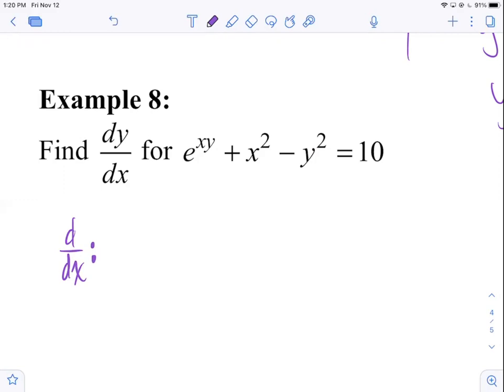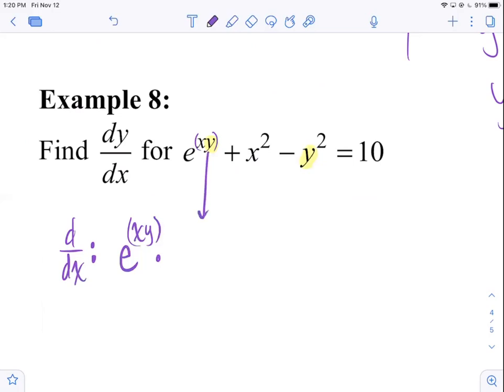How many y's do we have in our equation? 2, one here and one here. How many dy dx's should we walk away with? 2. Okay, good. So the first term is e to the blob, right? What's the derivative of e to the blob? E to the blob. And now you take a look at the blob. The blob is x times y. How are we going to differentiate that? It's the product rule.